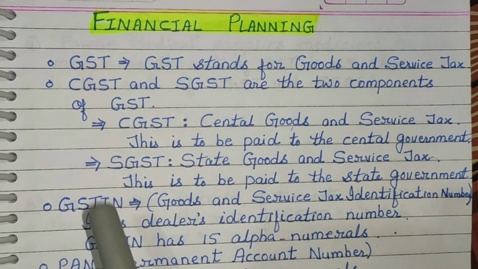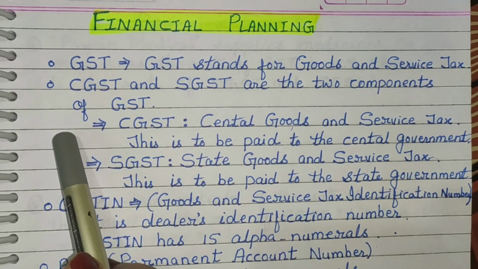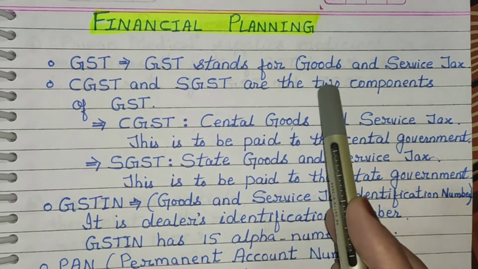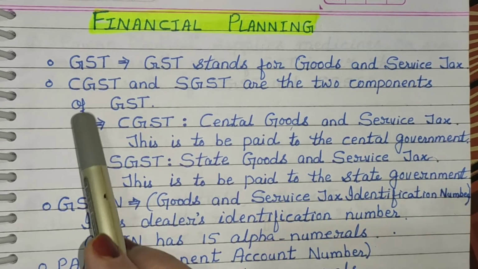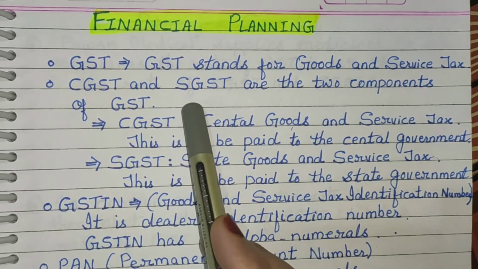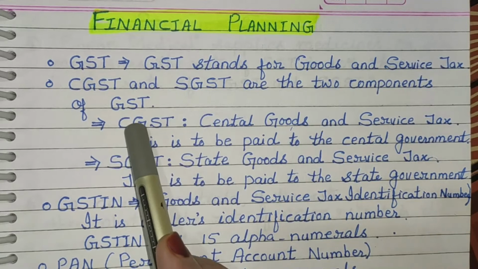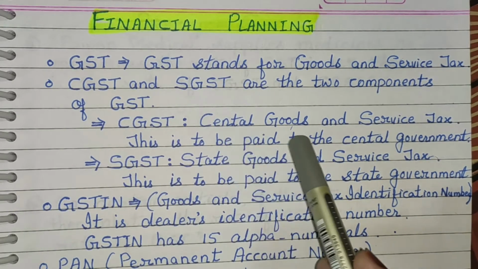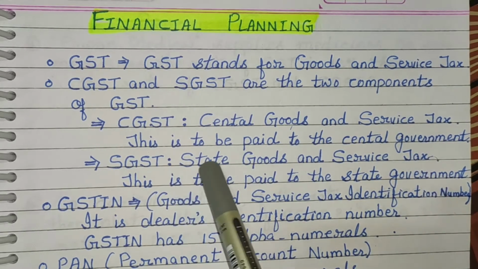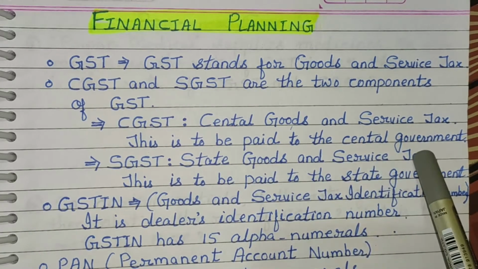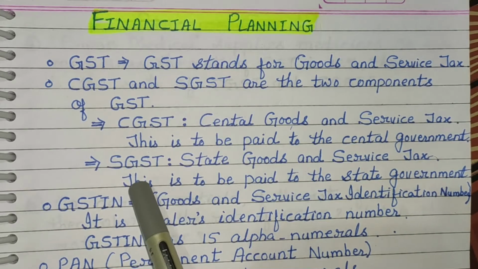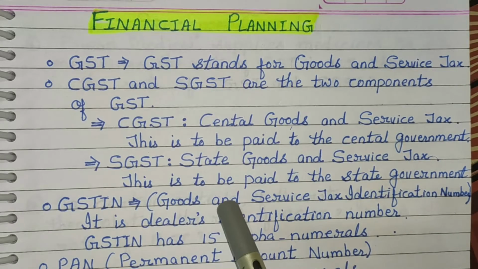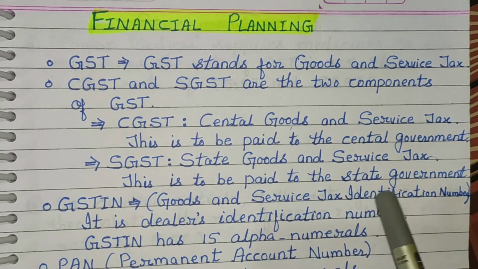Let us see some important points related to it. First one is GST. GST stands for Goods and Service Tax. CGST and SGST are the two components of GST. CGST means Central Goods and Service Tax. This is to be paid to the central government. SGST, State Goods and Service Tax. This is to be paid to the state government.